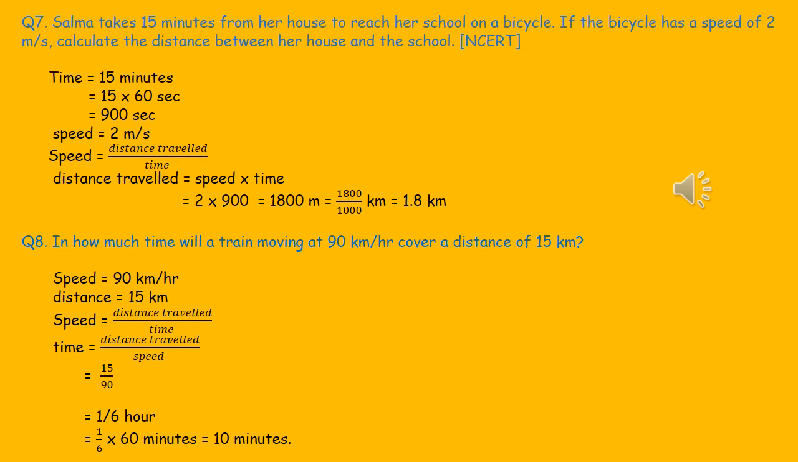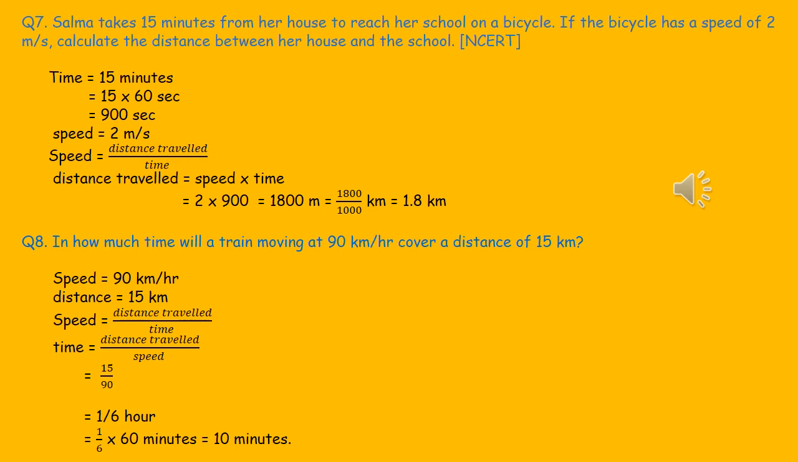Time is equal to 15 minutes, it is given. We have to convert it into seconds because the speed is given in meter per second. So 15 into 60 will give us 900 seconds, and speed is 2 meters per second. Now distance travelled is equal to speed into time. So we are substituting the values: 2 into 900, that gives us 1800 meter. We can convert it to kilometer by dividing by 1000, because 1000 meter makes 1 kilometer. So 1800 by 1000 kilometer is equal to 1.8 kilometer.